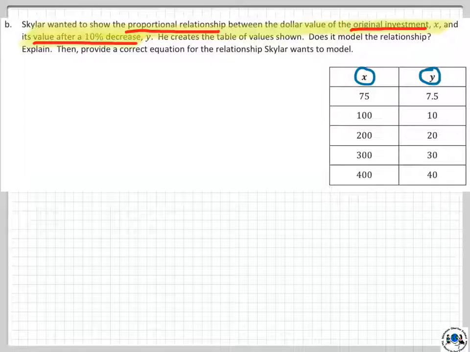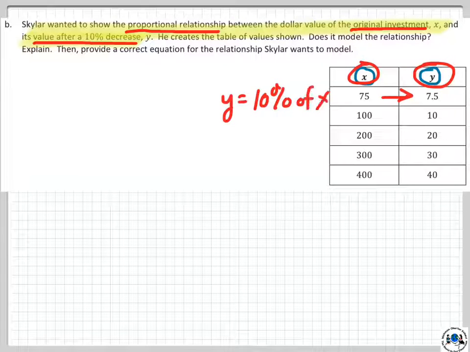Now, has he done that with this table? If we look at going from 75 to 7.5, that would mean that Y value there is 10% of X. So he hasn't actually created a proportional relationship between the original investment and the value, but what has he done? What relationship is he actually showing? In this case, it's always Y equals 10% of X, and that goes for every value down.